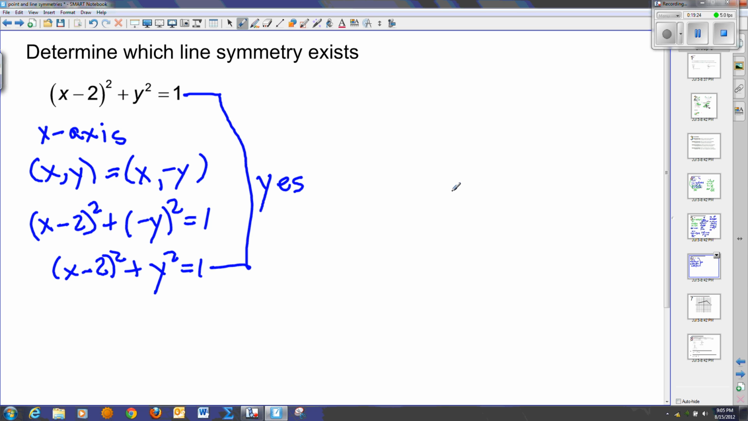I'm going to just do one more for kicks and then let you do the last two on your own if you choose. So let's go y-axis symmetry. In y-axis symmetry, I have to show that if I have an xy, then that's going to map over to the opposite of x and y. So in this case, the y's are going to stay the same, but the x's are going to switch.